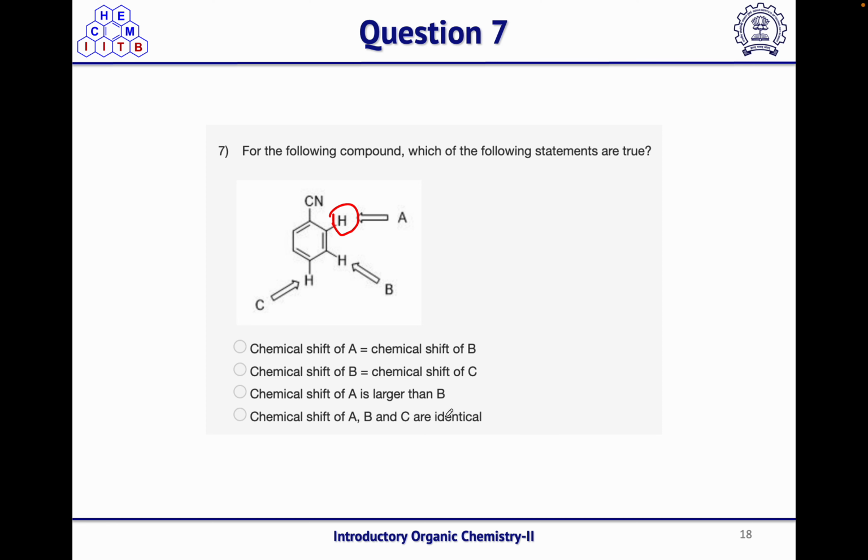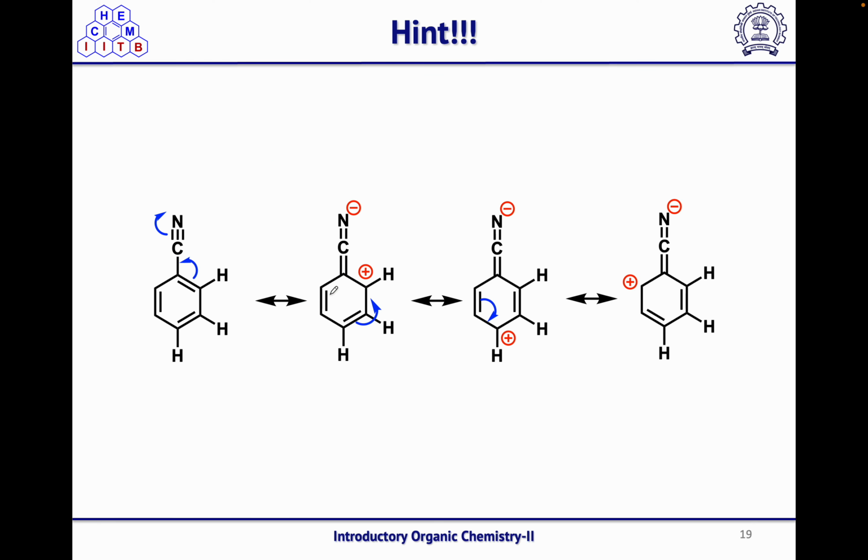So how can we know about this difference in chemical shift in this particular species? For that we need to see the resonance structures of this compound. So this is the structure. Upon resonance, here this nitrile is an electron withdrawing group. It can pull this electron density on this aromatic ring towards it, leading to formation of this resonance species, where a carbocation is generated at this position.